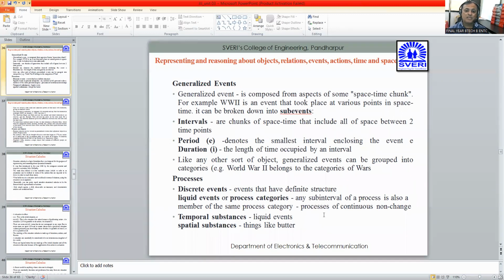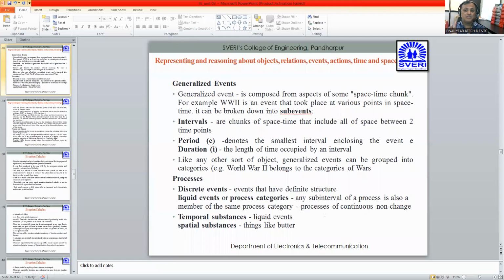Next, period. It denotes the smallest interval enclosing event E. So the smallest interval you can calculate between two or three events is called the period. Understand? This is the smallest interval enclosing the event E. And duration I is the length of the time occupied by that interval. So the smallest time interval between two events we will call the period, and the length of time you calculate that is occupied by that interval is called the duration.